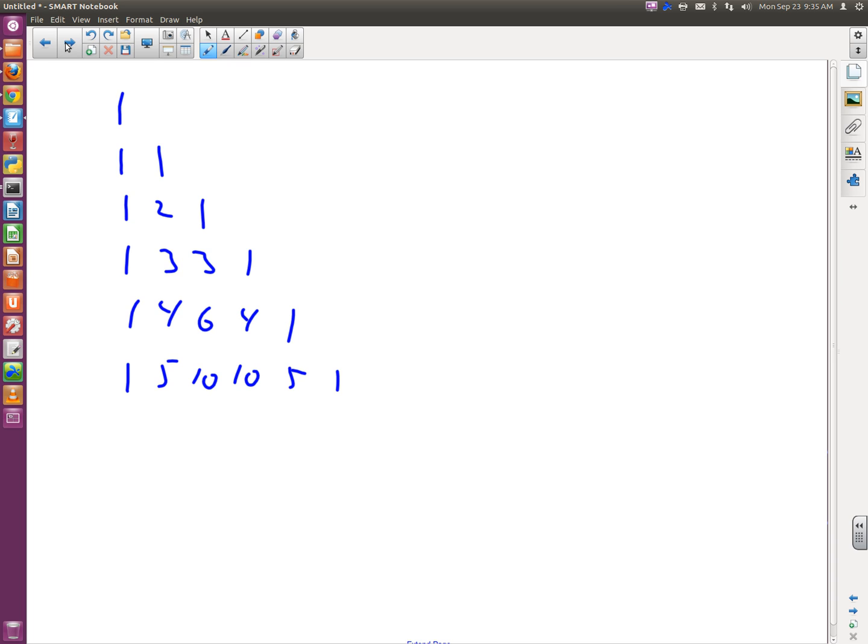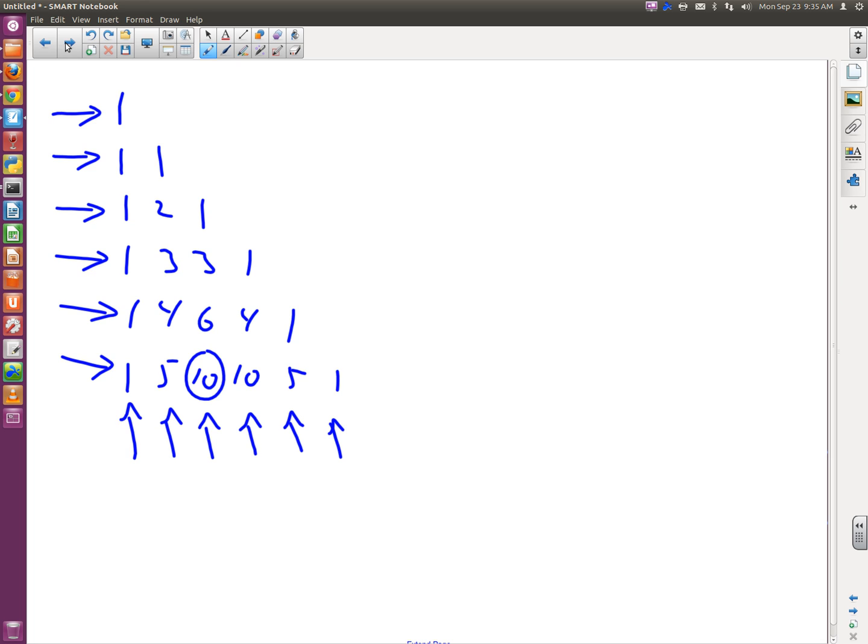Now, how do I calculate, say, this one without drawing the whole mess? There's a quick way to do it. I need nCr. If n is the row that you're in, and r is the column that you're in, and remember, we like to start counting at 0.